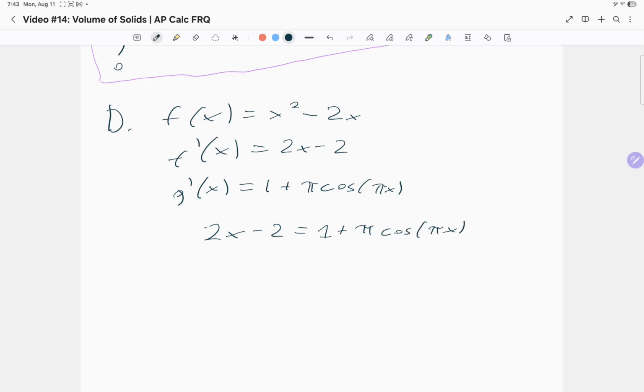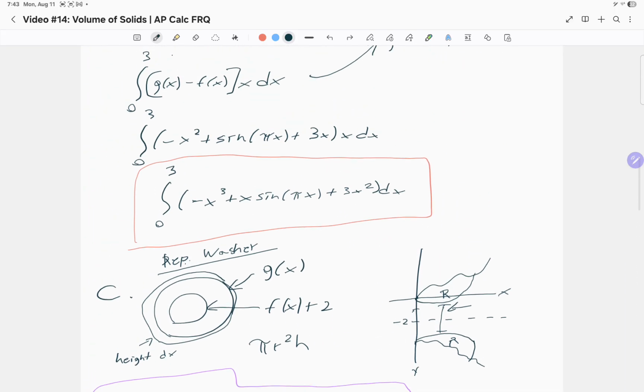Okay, now subtract both sides by 1, so we'll have 2x minus 3 equals pi cosine pi of x. And this is the point where you definitely want to use a calculator, because the pi out front here makes this way too difficult to solve otherwise. So this is where you would just plug both of these equations into your calculator, see where they intersect. I'll go grab a calculator and find an answer here.